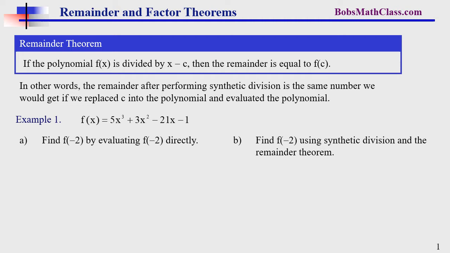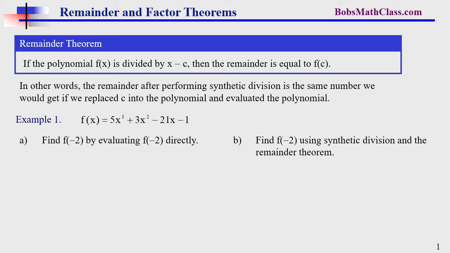In other words, the remainder after performing synthetic division is the same number we would get if we replaced c into the polynomial and evaluated the polynomial. So we could get the remainder two different ways. We could either use synthetic division or we could evaluate the function at that number. So let's do that. Here's our function. f of x equals 5x cubed plus 3x squared minus 21x minus 1.